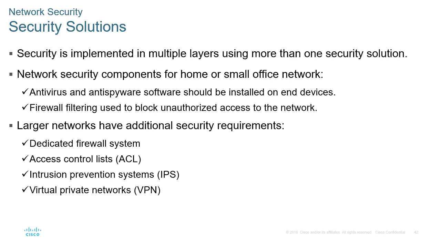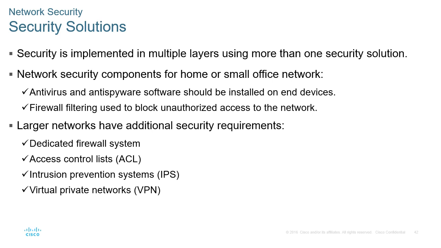Now that we've introduced security threats, there needs to be a solution for that. The security solutions are implemented in multiple layers using more than one solution. That is so that if one security component fails to identify and protect the network, another component may succeed. Examples of the security components we have for small office networks include antivirus and anti-spyware software that is installed on the end devices. We also have firewall filtering, which is used to block unauthorized access to the network.